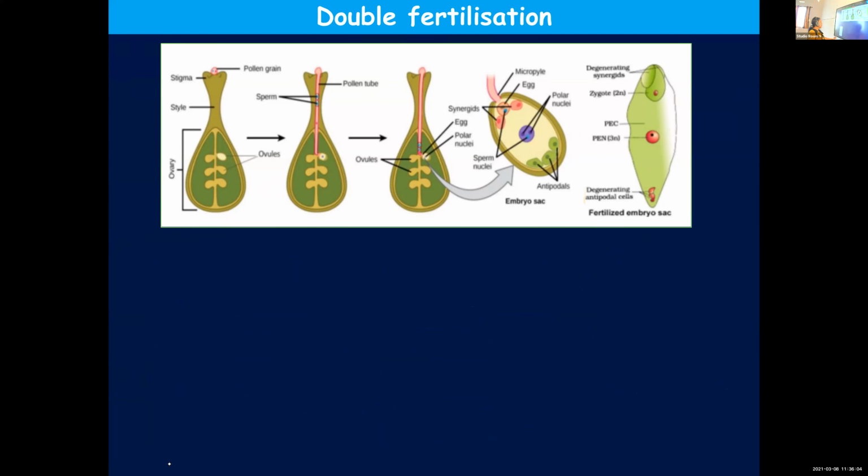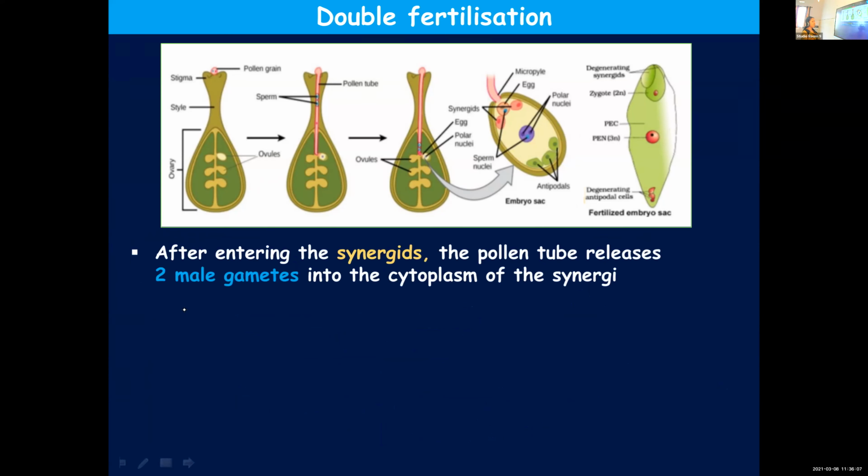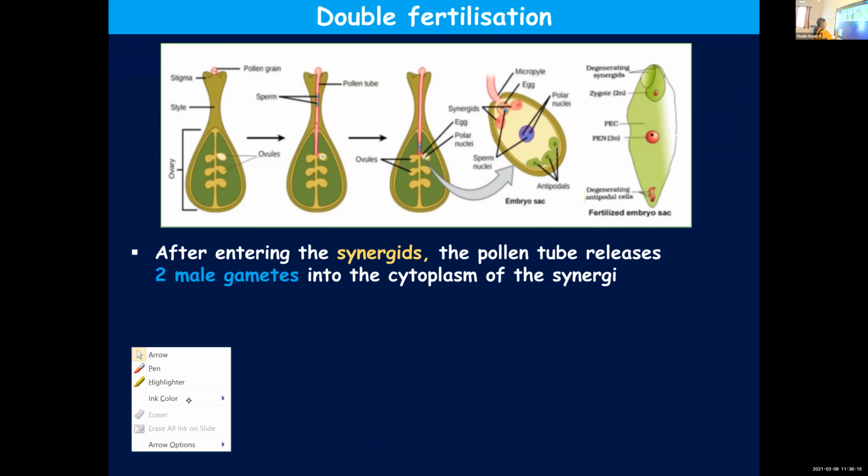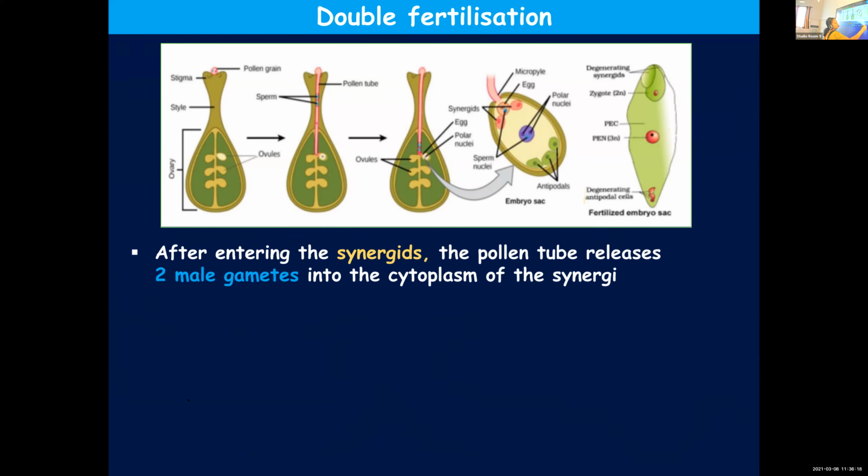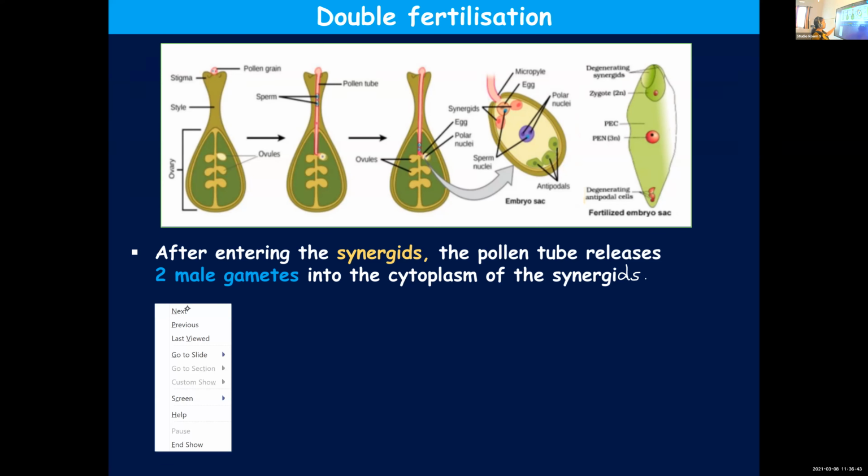So I'll repeat the points once again. After entering the synergids, the pollen tube releases the two male gametes into the cytoplasm of the synergids. You know that the point of entry is the micropylar region. Through there, with the help of the filiform apparatus, the pollen tube will enter the synergids. Once it has entered the synergid, the two male gametes present in the pollen tube will be transferred to the cytoplasm of the synergids.